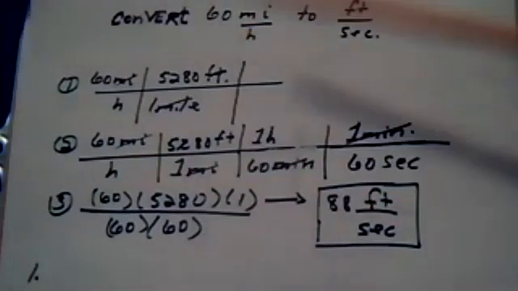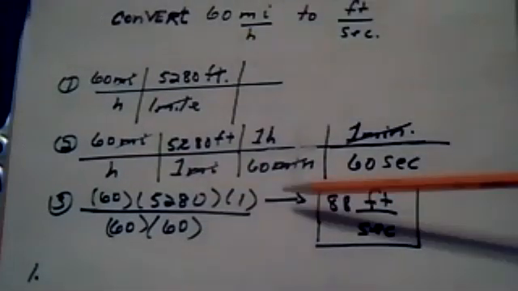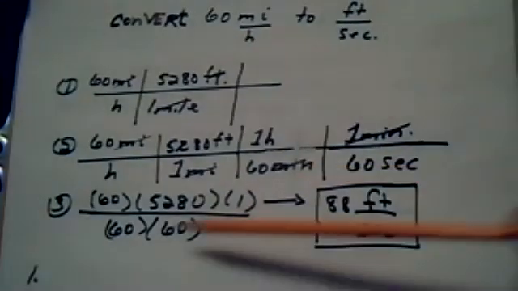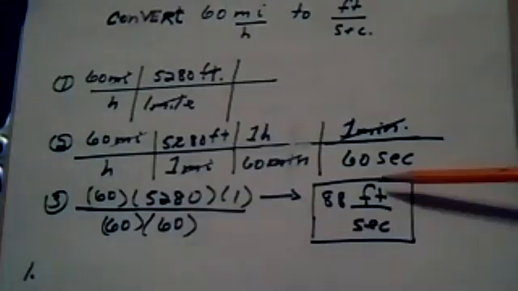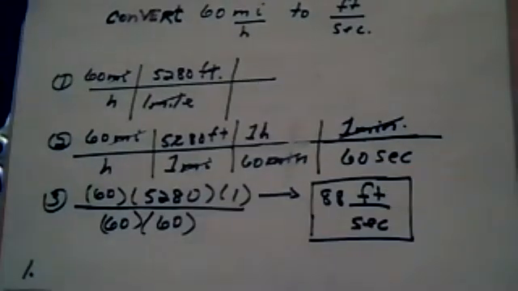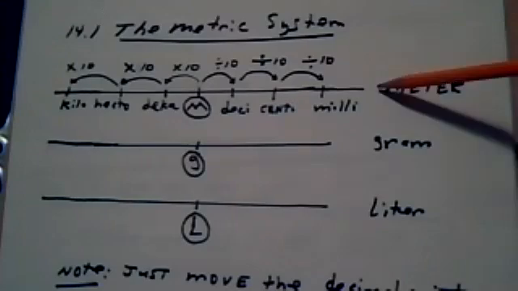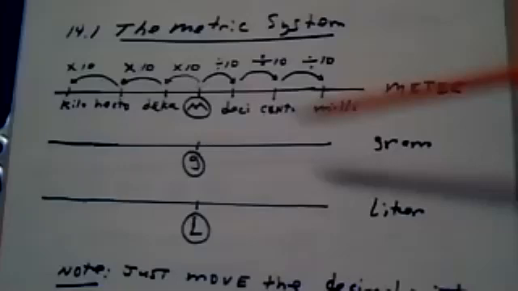The metric system is an easier system to use because you don't have to memorize that a foot is 12 inches or 3 feet is a yard. You only memorize the scale once. The scale is the same for the meters, grams, and liters. The only thing that's going to change is the unit. These are meters, these are grams, and these are liters. Everything else stays the same.